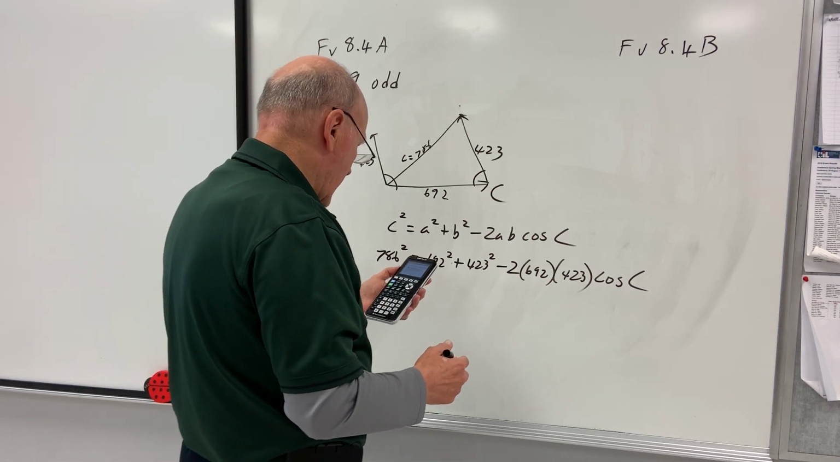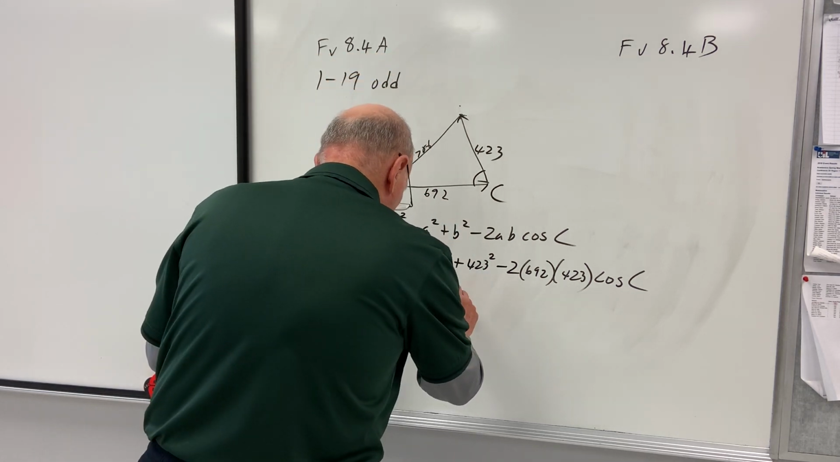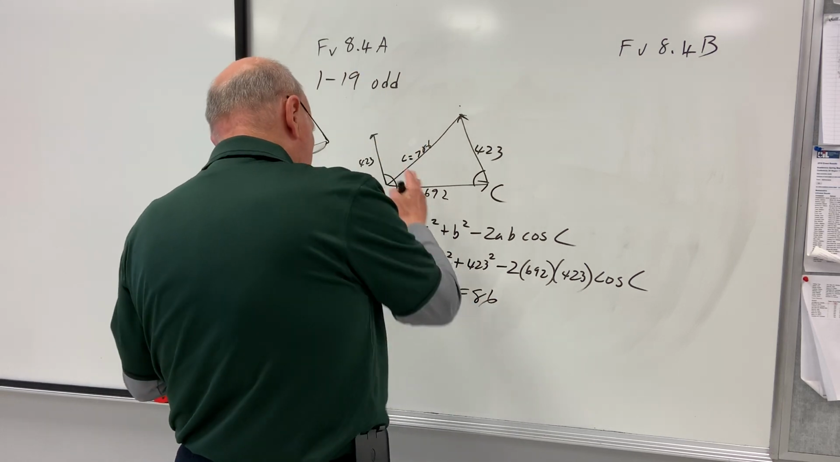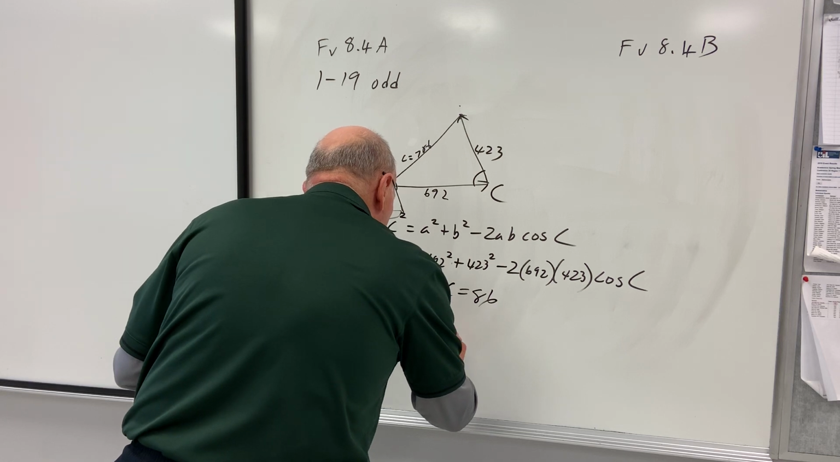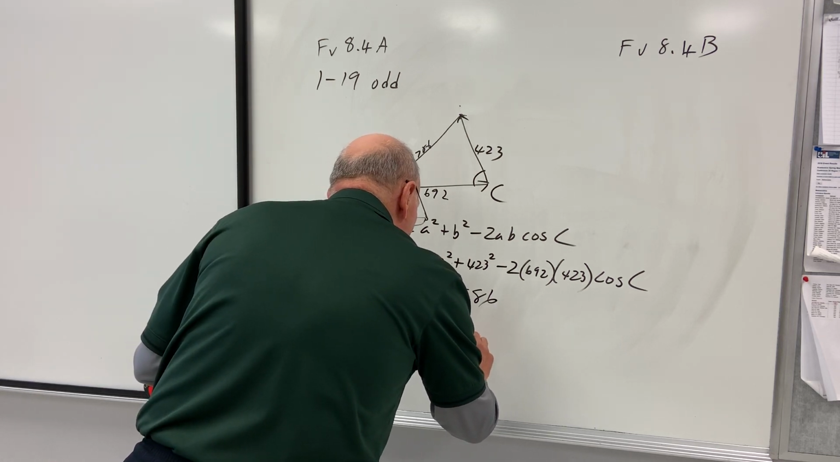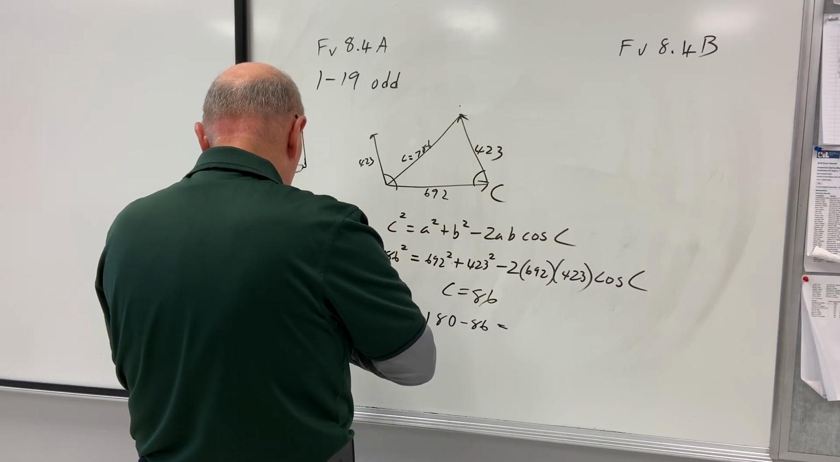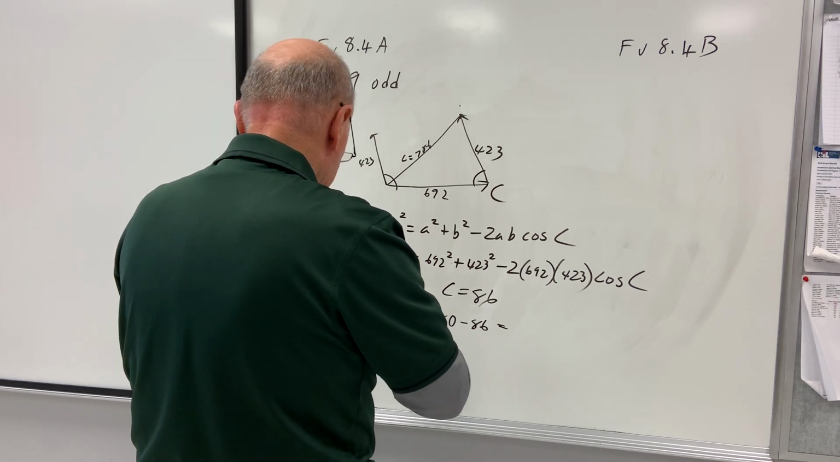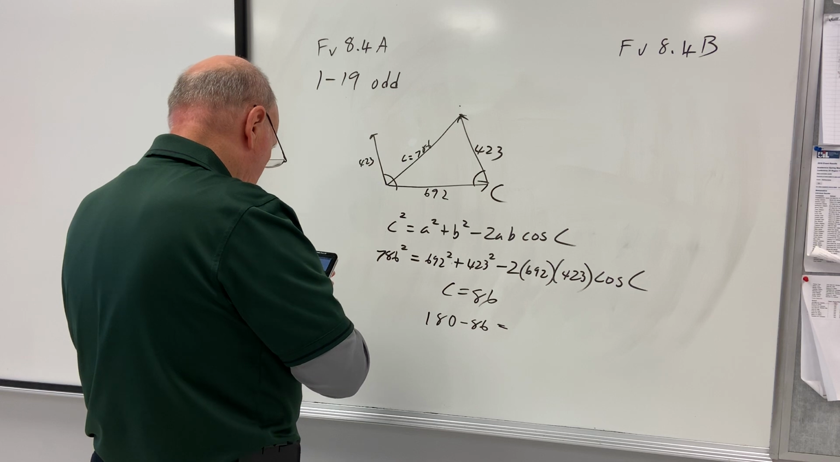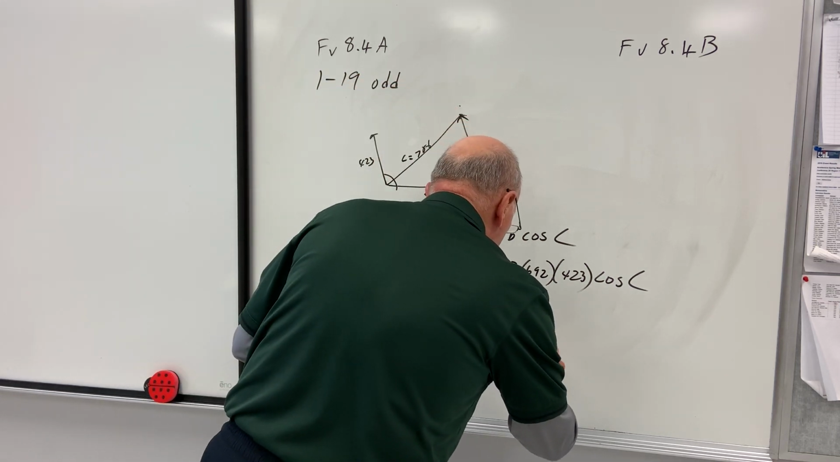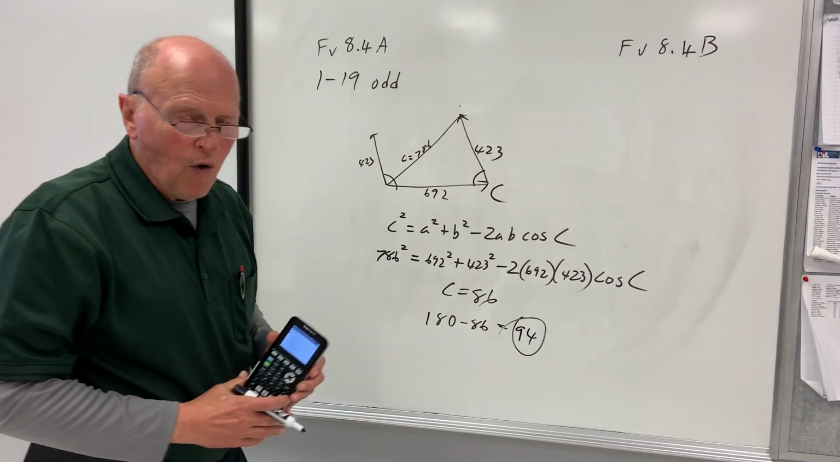And when I do, I come up with c equal to 86. And then, like we said to begin with, we have 180 minus 86. 180 minus 86 equal, and we come up with an answer of about 94.